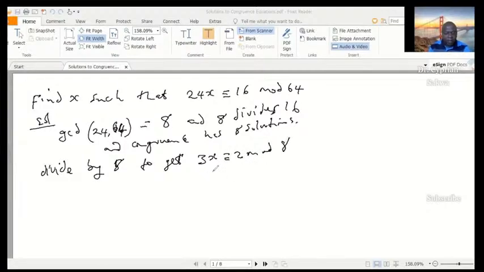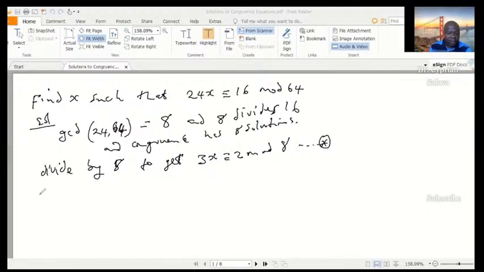So now we can use Euclid's algorithm or the Euler theorem. Of course, Fermat's little theorem cannot be used to solve this star because 8 here is not prime. This 8 is not prime, so Fermat's theorem cannot be used. But we can use Euclid's algorithm or the Euler theorem.